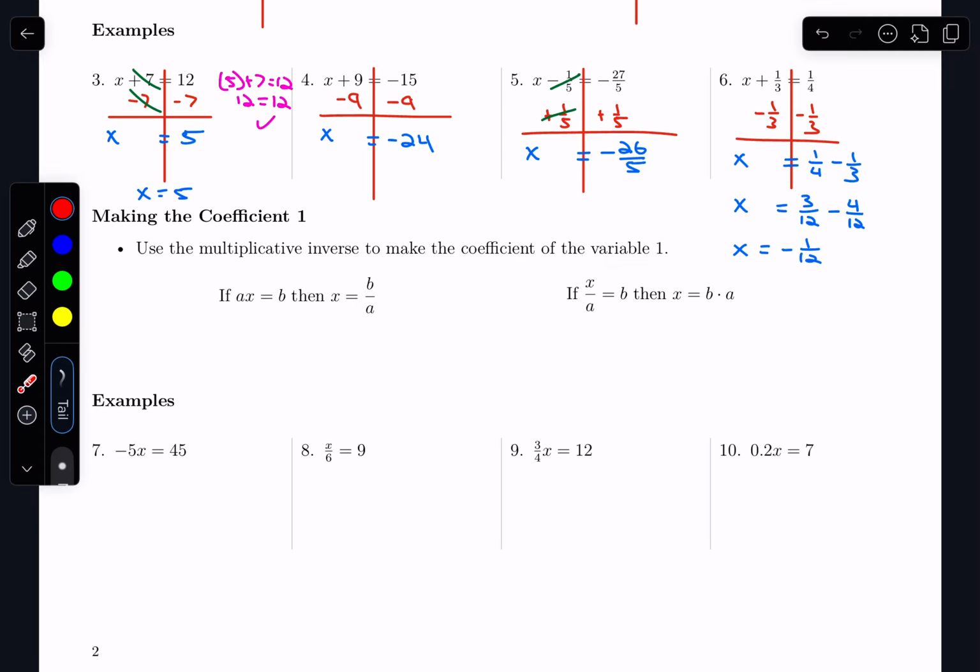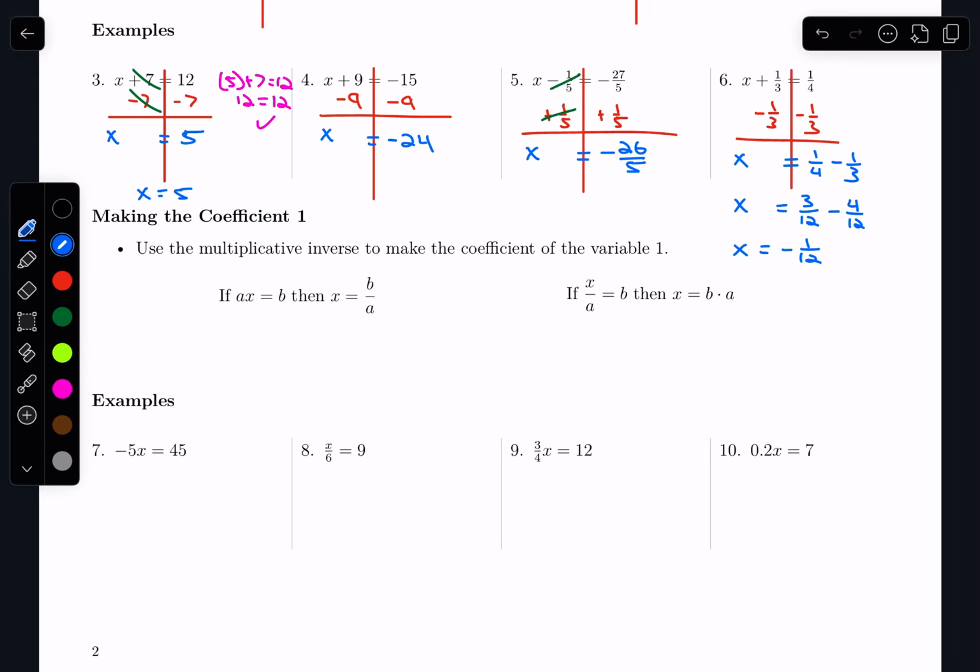All right, let's look at it. We're going to use the multiplicative inverse to make the coefficient of the variable 1. The reason we're going to do this is if you look at number 7, it says negative 5x equals 45. We don't want negative 5x, we just want 1x. So our job is to turn the number in front of the x, the coefficient, into a 1. The way we do this is by using the multiplicative inverse.